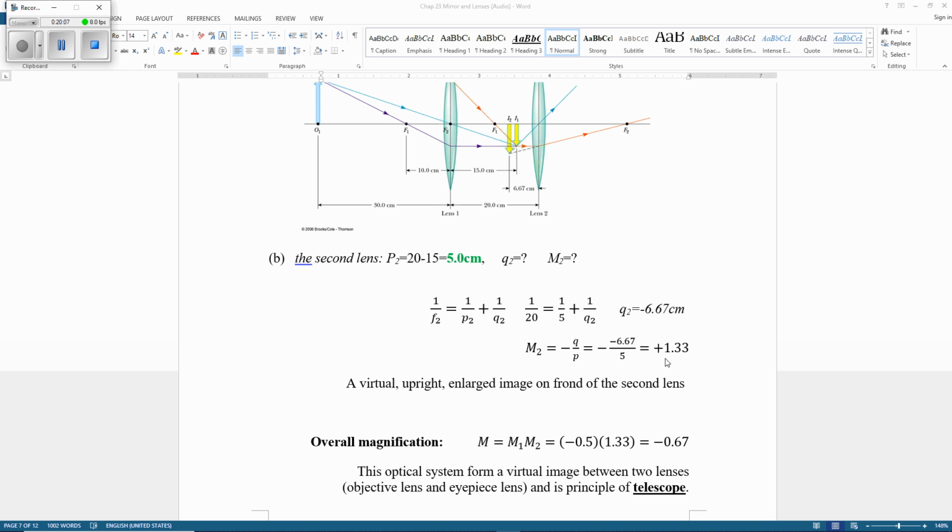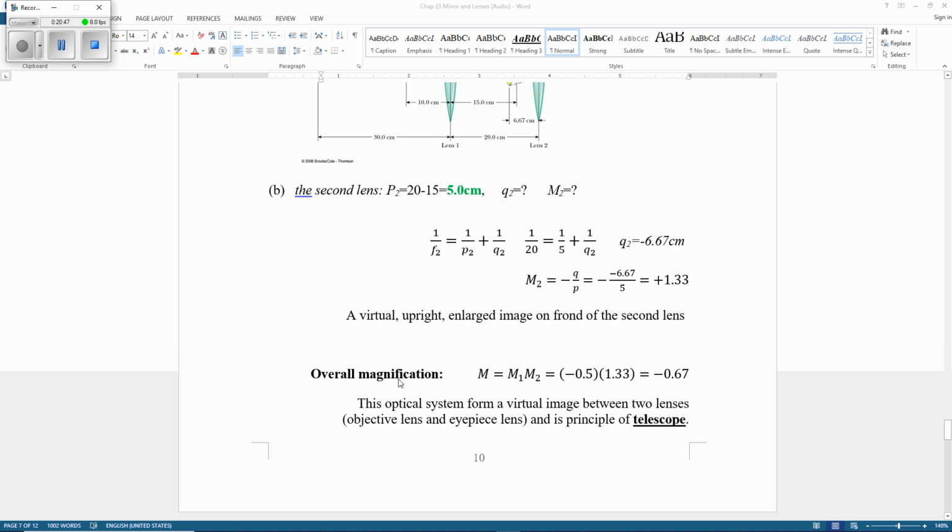Okay, so this second image is virtual, because Q is negative, and upright relative to its object, because M2 is positive. Well, because the first image is upside down, the second one is also upside down, on the same side. It's on the front of the second lens, and of course y is negative, and enlarged because the magnification is bigger than 1.